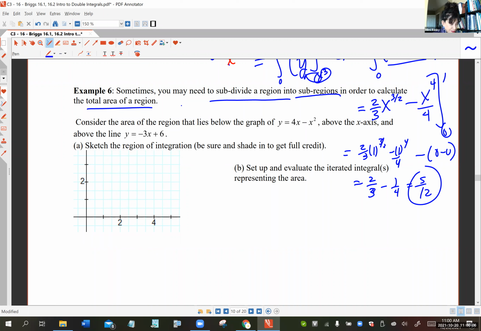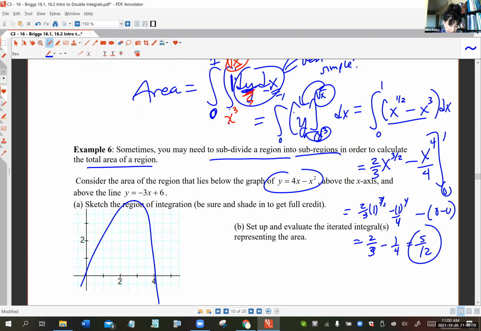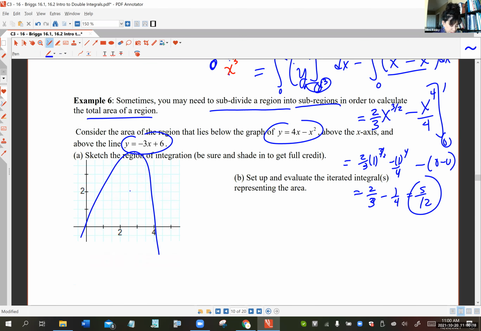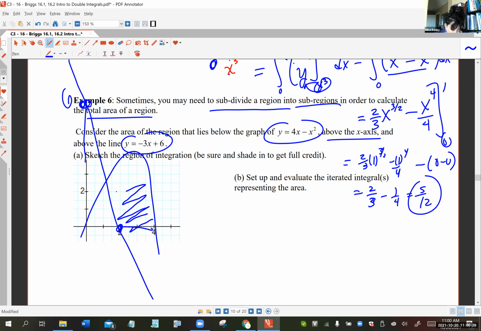So here, we're going to graph y equals 4x minus x squared. That is a downward facing parabola that looks something like that. And then y equals negative 3x plus 6. If I had 6 way up here, it's going to be a line that intersects the y-axis at 6 because that's the y-intercept. Well, that is a terrible straight line. I'm sorry. And then they said above the x-axis. So the region that we want to find the area of is this right here. I just shaded it in. Right here. All of that.